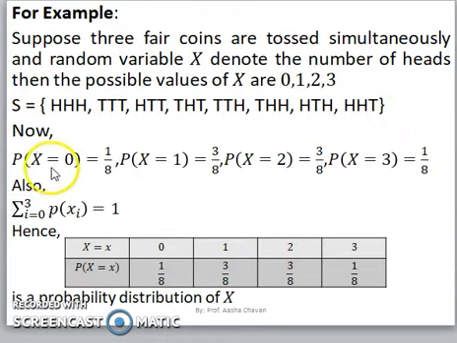Now what is the probability for x equal to 0? These are the values of x we have here: x equal to 0, 1, 2, 3. 0 stands for zero heads, 1 is nothing but 1 head, 2 is 2 heads and 3 is 3 heads.